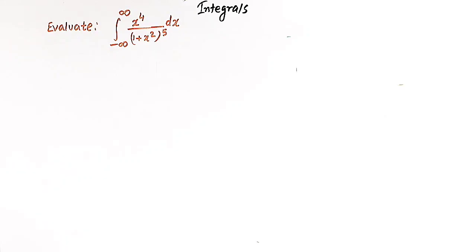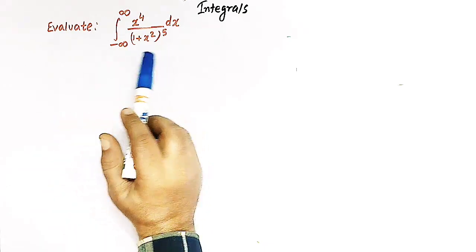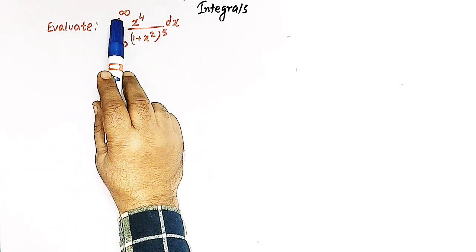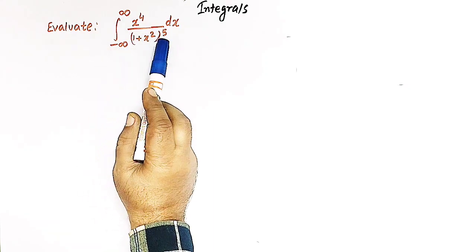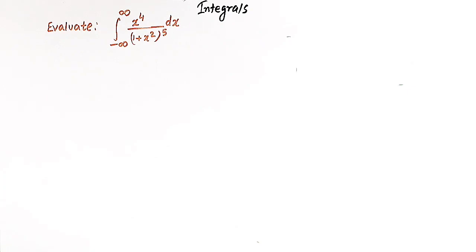Hello viewers, in today's session we are going to discuss another important problem from integration. We are going to discuss this integral, the integral from minus infinity to infinity of x raised to 4 divided by (1 plus x square) raised to power 5. Here we'll see how we can evaluate this integral using some properties of definite integrals and using the concept of beta and gamma functions. So let us start.